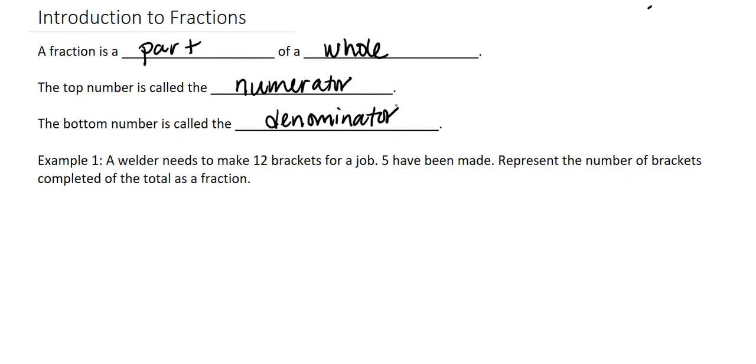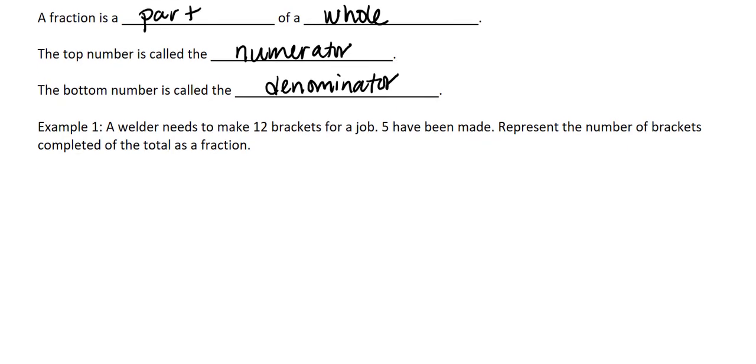So a welder needs to make 12 brackets for a job. 5 have been made. Represent the number of brackets completed of the total as a fraction. Well, we're going to do a fraction bar like that. And so the top number, right, is going to be the number of brackets completed over the total. So that would be 5 is what's been completed out of the total, which is 12. So that would be our fraction. So that'd be a way to represent it, right? 5 out of the 12 are done.